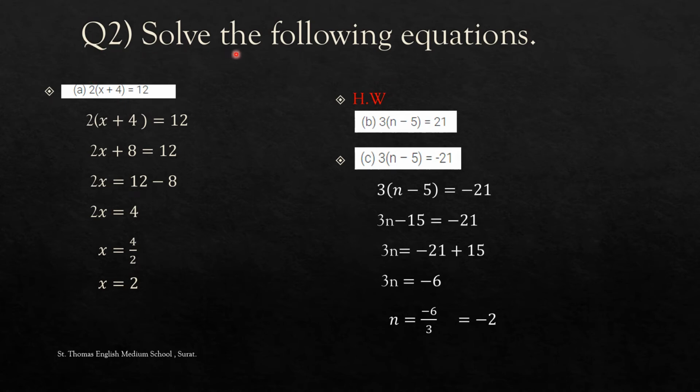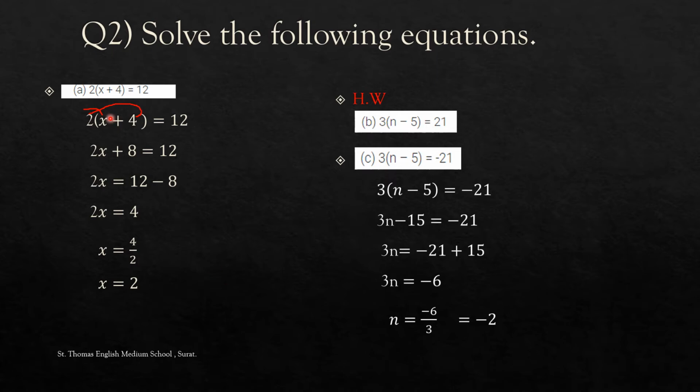Question number 2. Solve the following equations. A, 2 bracket x plus 4 is equal to 12. So write the question once again. Now, whenever you have seen bracket here in the equation, what you have to do? You have to remove the bracket. That means you have to multiply. That means 2 multiplied by x and 2 multiplied by 4. Clear? So 2 into x, that is 2x.